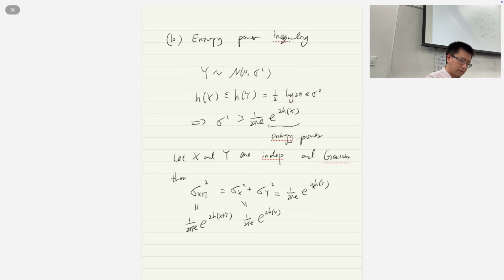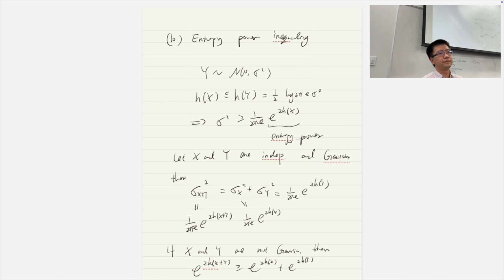So basically, I say if x and y are not Gaussian, then this guy will be bigger than or equal to this and that. Okay, so this is called the entropy power inequality. Okay, again, we only have this for the continuous random variable, right? Not for the discrete ones.